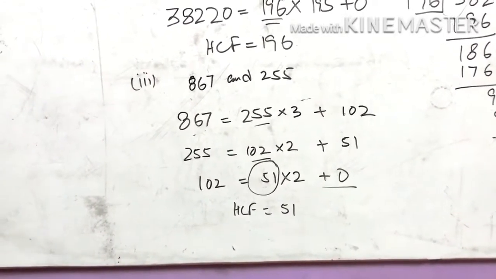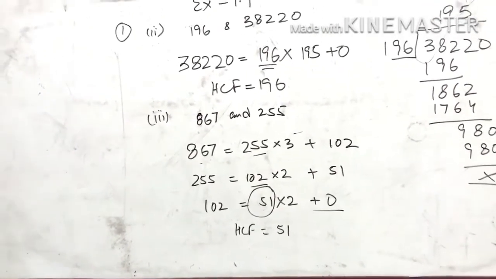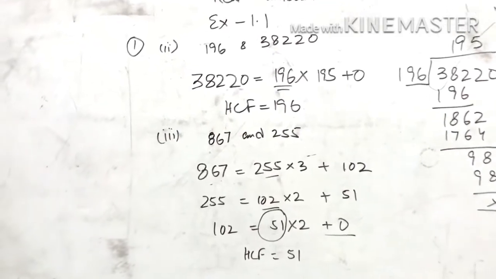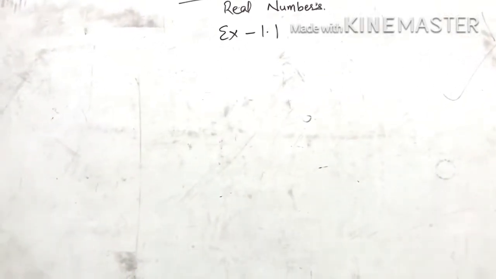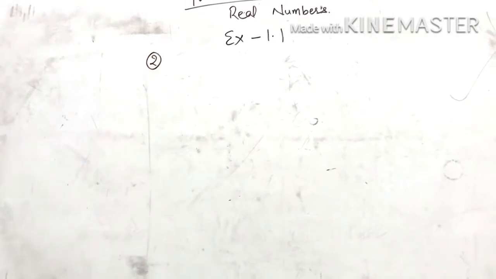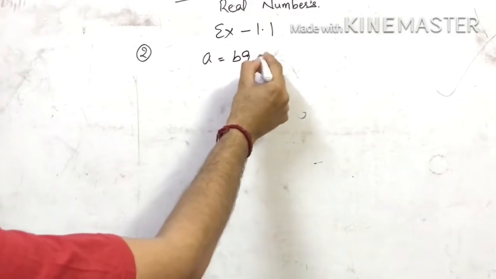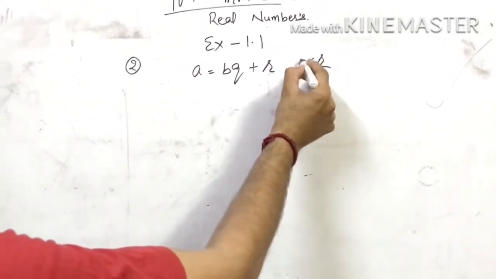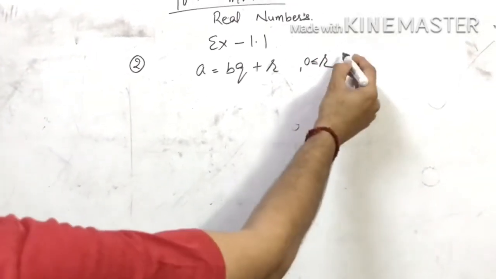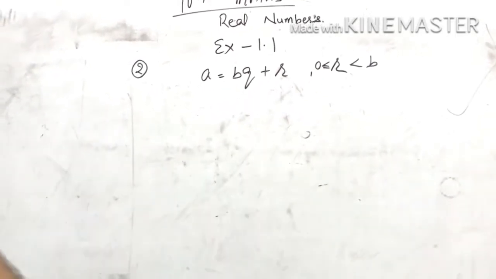Second question is, show that any positive odd integer is of the form 6q plus 1, 6q plus 3, 6q plus 5, where q is some integer. So for question number 2, as I told you, by Euclid's lemma, we generally see a is equal to bq plus r, where the value of r, so this is your divisor, is less than b.